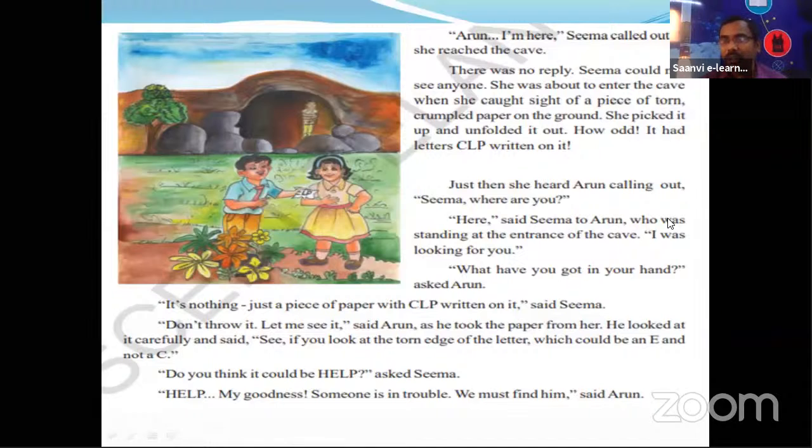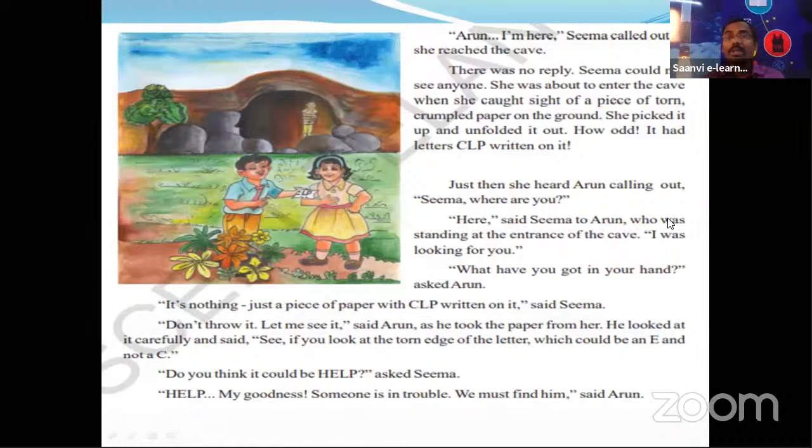When she reached just in front of the cave, she said, Arun, I am here. Seema called out as she reached the cave. There was no reply. She didn't get any reply from Arun. Seema could not see anyone. Then what other option did she have? She had an option to get inside the cave and check, isn't it?